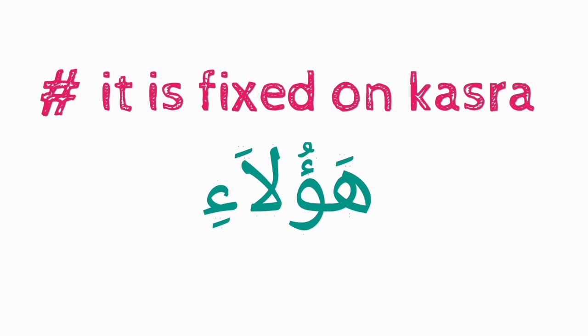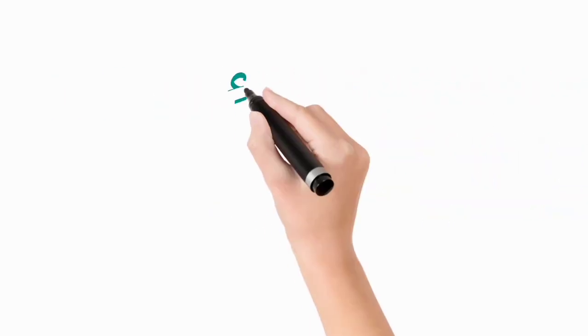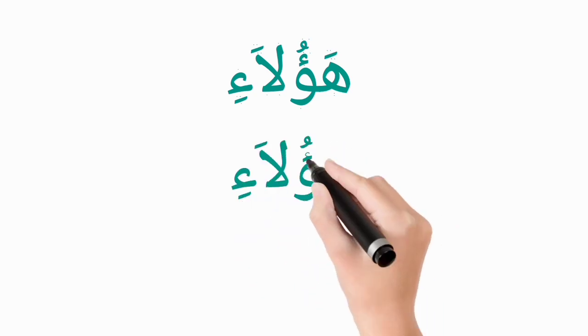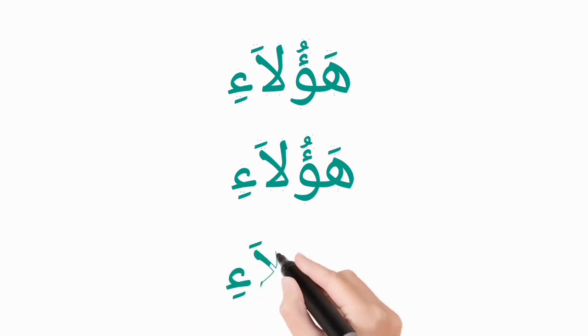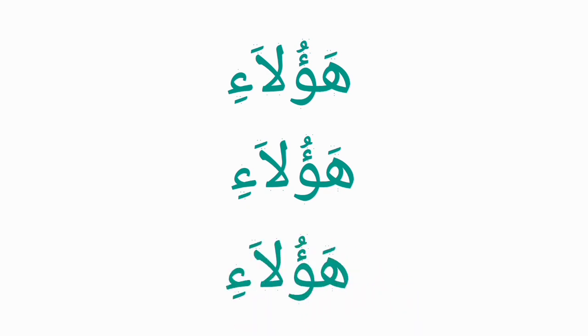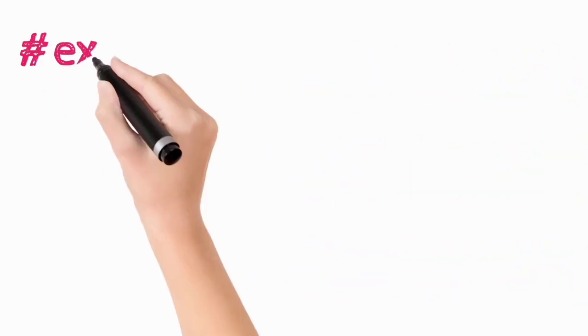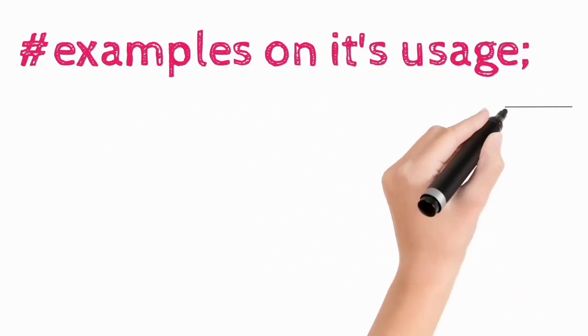It is fixed on its kasra. The kasra on the hamza is fixed. That is, wherever you put haulai, haulai remains haulai. So haulai is marfu, and it is also mansub in its original form, and it can also be majrur in its original form. So wherever you put it, it doesn't change.